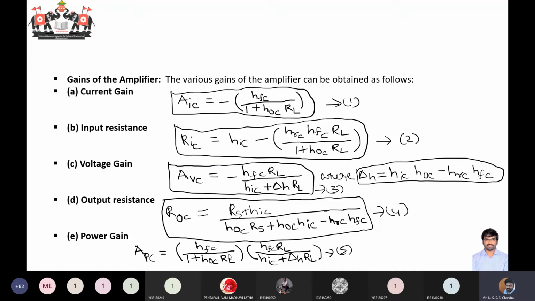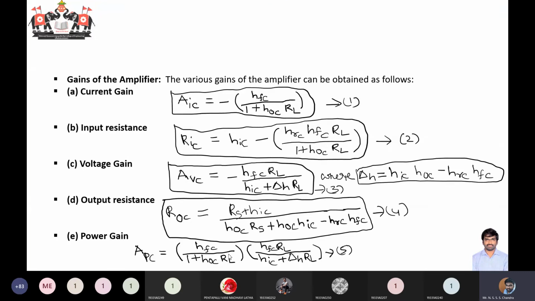Okay. Now with this, the common emitter configuration, common base and common collector are over. Now one more small subtopic is left over, that is nothing but the conversion of these hybrid parameters. Conversion means that if you are given the hybrid parameters for the common emitter configuration, like you are given the HIE value, HFE value, HRE value, HOE value.